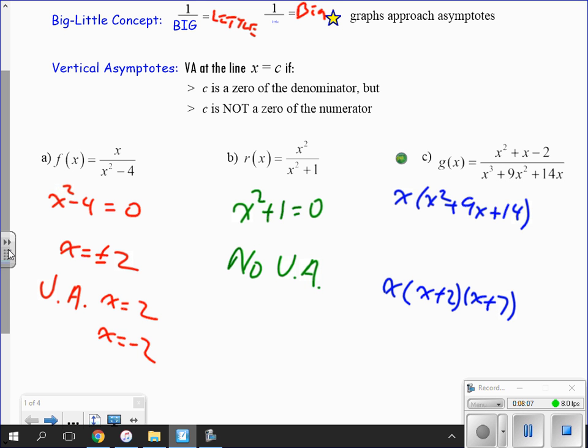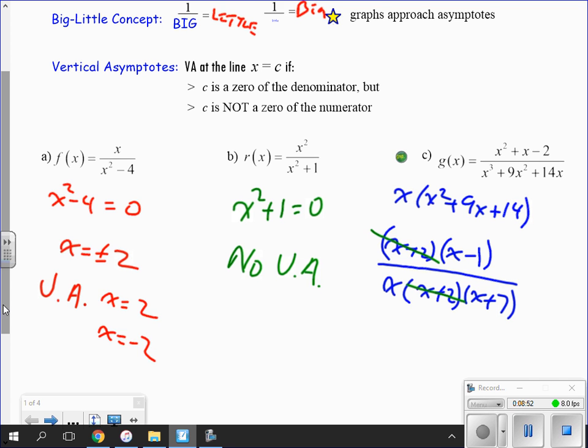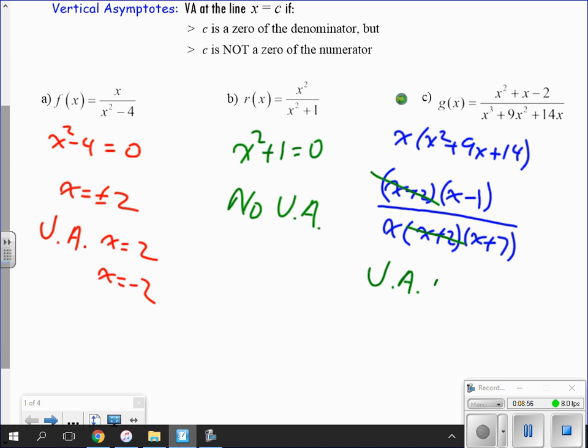So where are my zeros in my denominator? 0, negative 2, and negative 7, right? However, factor your numerator. (x plus 2)(x minus 1). So your x plus 2's reduce. So if you factor out and can reduce, which works out really nice if you can do that, now where are my zeros in my denominator after simplifying and reducing? 0 and negative 7. So that means I have vertical asymptotes at x equals 0 and x equals negative 7.